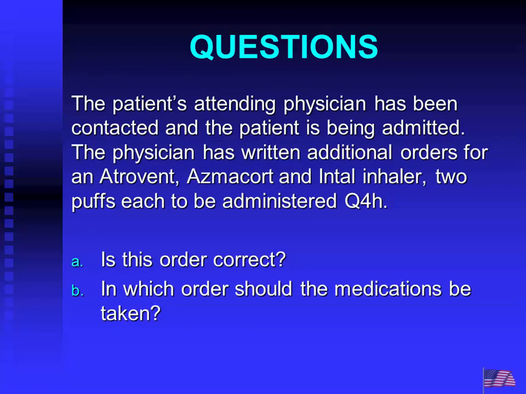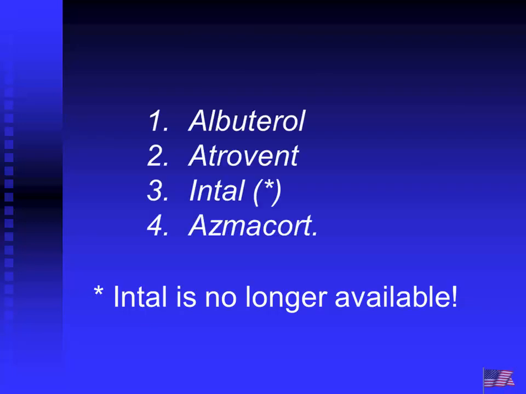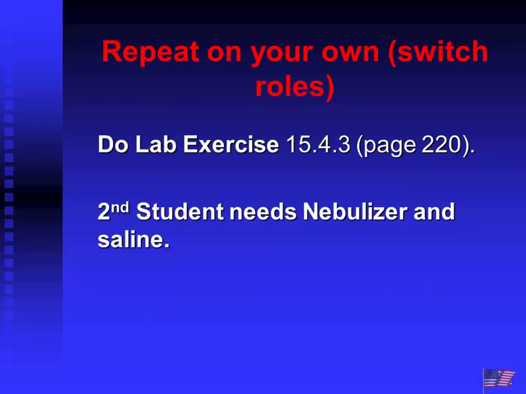So the attending physician has been contacted and the patient is being admitted. They've written an order for Atrovent, Asmacort, and Intal, two puffs of each, Q4. As far as the evaluation of that order, first of all, Intal is no longer available. Albuterol and Atrovent, we know, come as a combination, so we can use DuoNeb if that was the instance. Asmacort, we know, is an inhaled corticosteroid, so it's more of a maintenance medication than a therapy at this point in time.